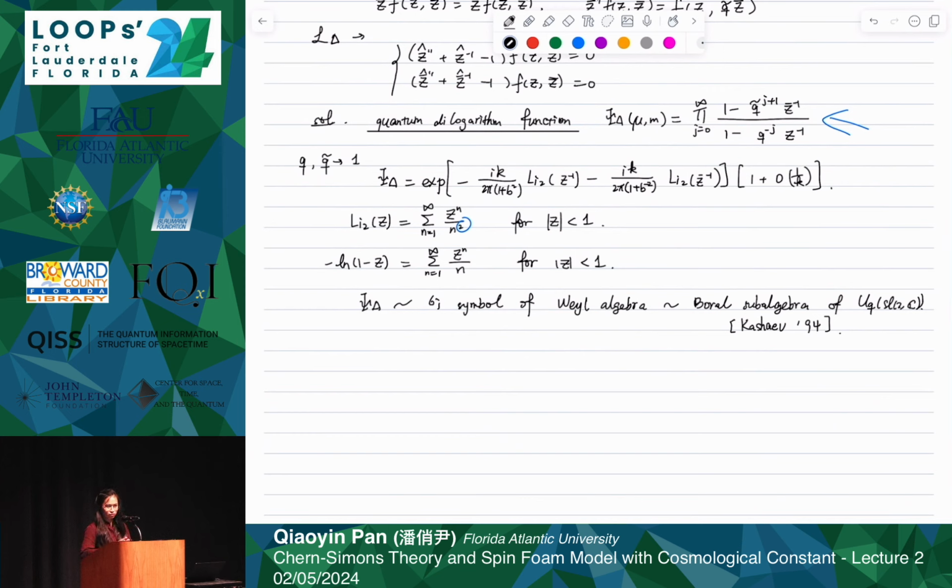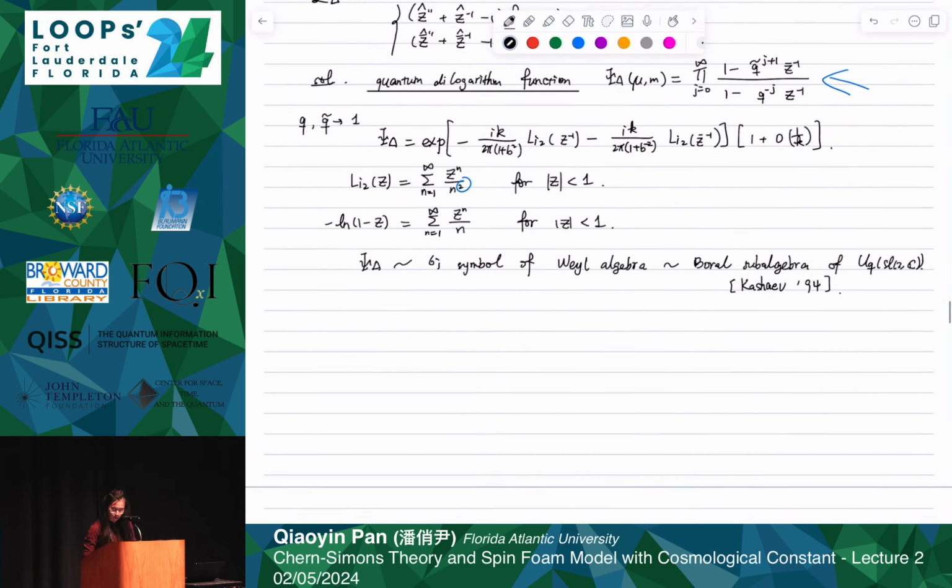So although it's not the 6J symbol that we're familiar with, there's some similarity with the 6J symbol of SU(2). First, it's the quantum state of an ideal tetrahedron, and the 6J symbol of SU(2) is the quantum state for a tetrahedron. This is the first similarity. And the second similarity: if you're familiar with the 6J symbol and how to derive it, you know that it is derived by a recursion relation. And this quantum dilogarithm function can also be derived from a recursion relation.